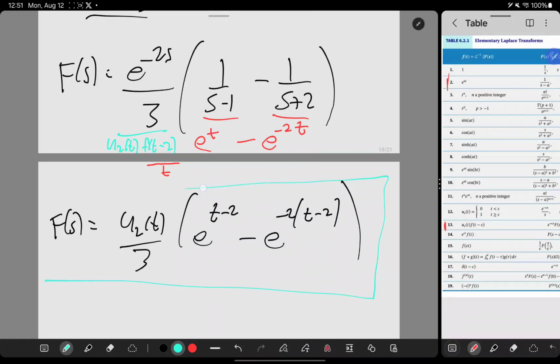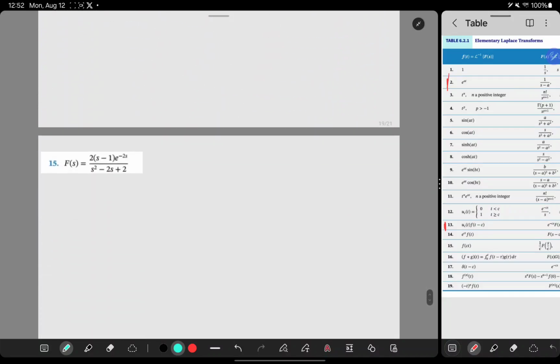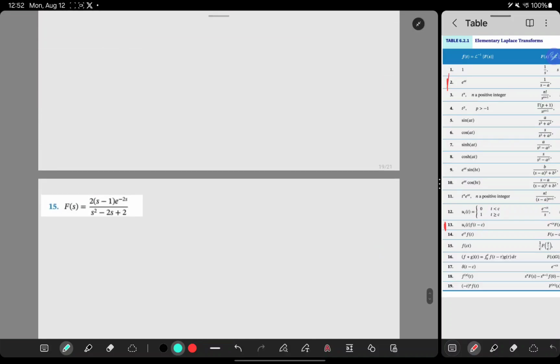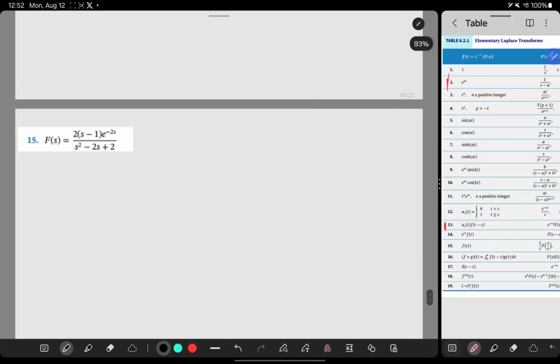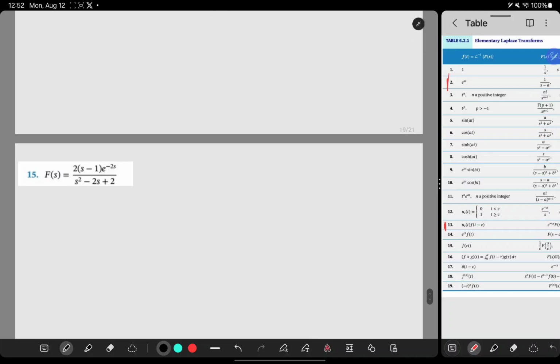So that step right there could be a little confusing. Don't get me wrong. But that's how it works. All right, 15. Does that bottom factor out nice? No.